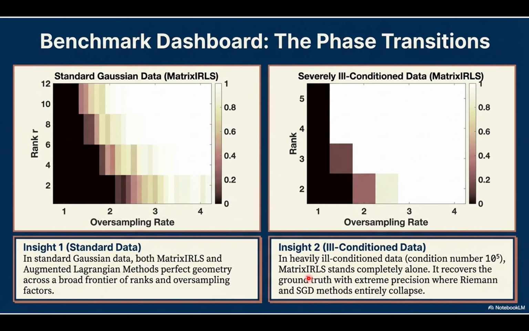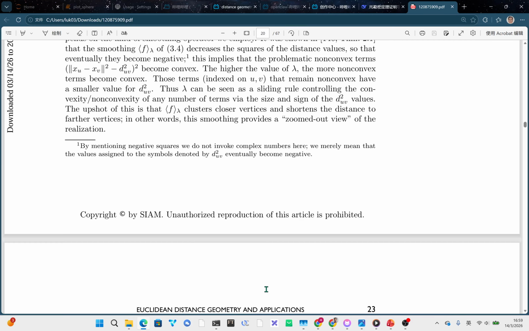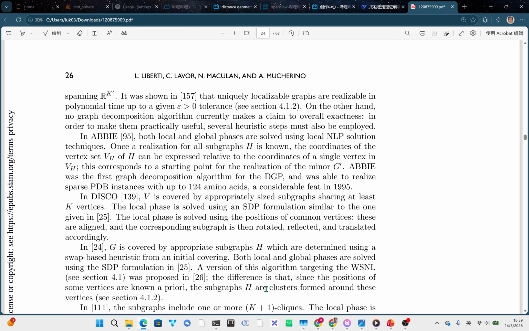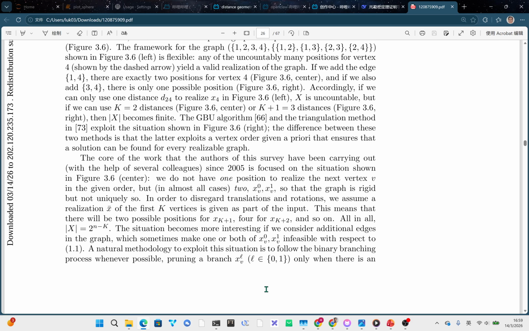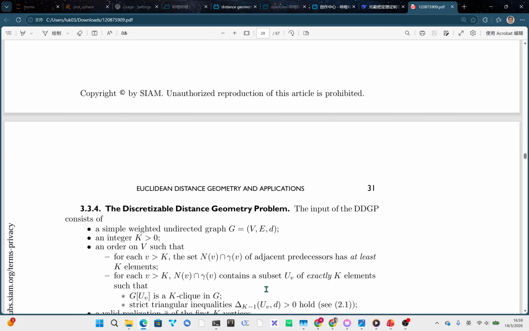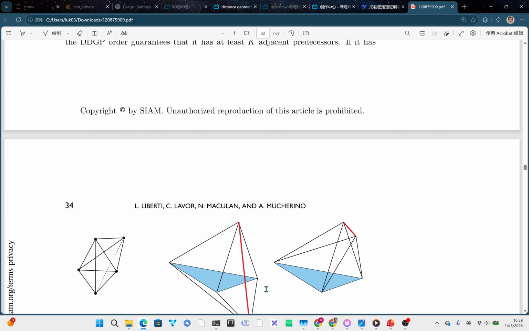Right. So matrix IRLS pays a higher computational cost, but it navigates that fragility perfectly to extract the true geometry from the absolute theoretical minimum of data. So matrix IRLS is willing to burn massive compute power to squeeze truth out of practically zero data. Absolutely. But who actually needs that level of precision? Like, where is data so incredibly expensive that we'll pay any computational price for it? Human biology. Biology, which leads us directly to the molecular distance geometry problem, or MDGP.